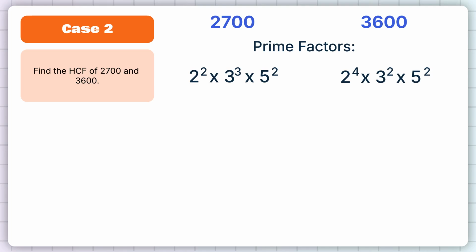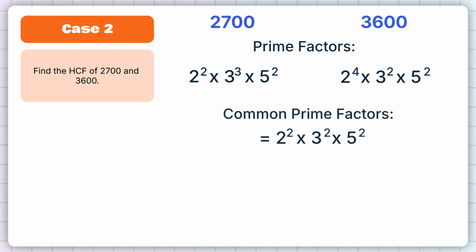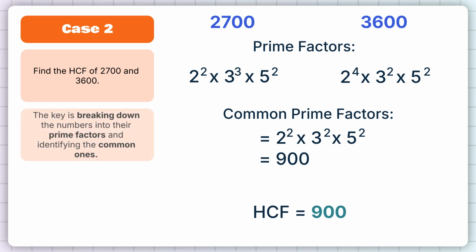Step 2. Let's now identify the common prime factors. We have a couple of 2s, a couple of 3s, and a couple of 5s. Step 3. Multiply the common prime factors. 2 squared times 3 squared times 5 squared gives us 900. Hence, the HCF of 2700 and 3600 is 900. So that's how we can apply the concept of HCF in real-life scenarios and even more advanced examples. The key is breaking down the numbers into their prime factors and identifying the common ones.